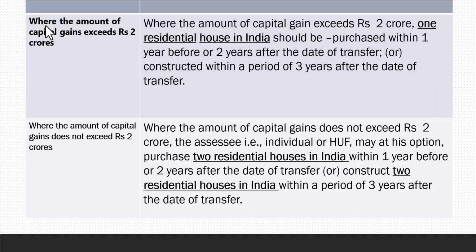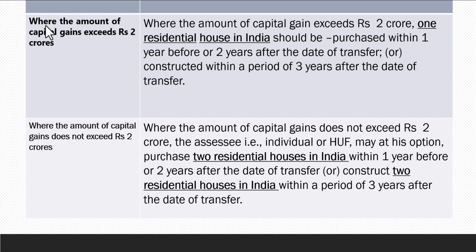So the first case is where the capital gain exceeds 2 crores. Suppose you have bought a house for 1 crore and you have sold it for 5 crores. So that means you are having a capital gain of 4 crores. This is the first case, where you are having a capital gain of more than 2 crores. Where the amount of capital gain exceeds 2 crores, one residential house should be purchased within 1 year. So that means you have to buy another house. If you want to save tax, you should immediately buy a house. That means within 1 year.